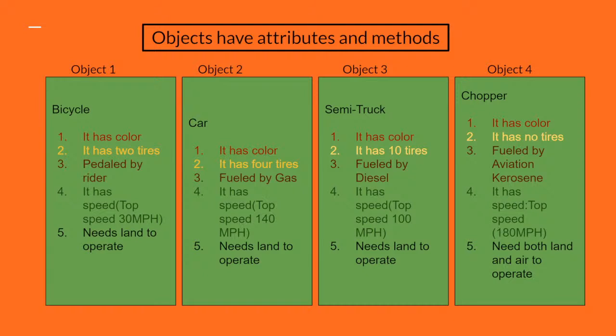In the same way, the third difference is that the bicycle needs to be pedaled by the rider to move. The car is fueled by gas, the semi-truck is fueled by diesel, and the chopper is fueled by aviation kerosene. So the top speed is also different. And the last one: bicycle, car, and semi need land to operate, but the chopper needs both land and air to operate. So the attributes of the fourth object are a bit different from the first 3. The only point I'm trying to make is, even though different objects might have similar attributes, they are still completely different objects.